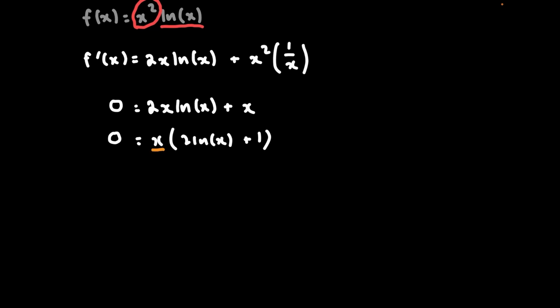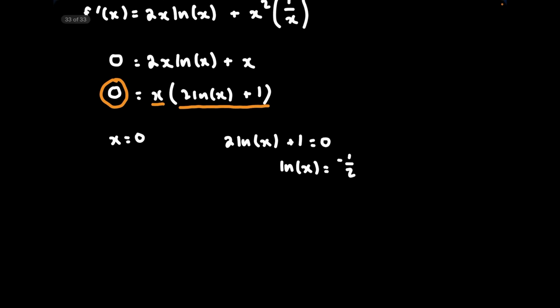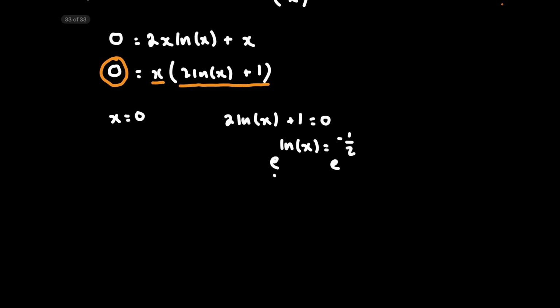We can recognize that we have one function times another function equaling 0, so we can use the null factor law. Either x has to be equal to 0 or 2 ln x plus 1 has to equal 0. When we solve for this, we can say ln x is equal to negative a half. Then to get rid of the ln, we can raise both sides of the equation to the power of e. This and this cancel, so x is simply equal to 1 over the square root of e.